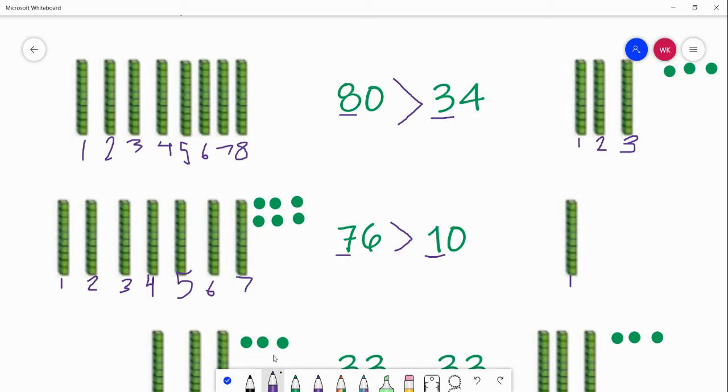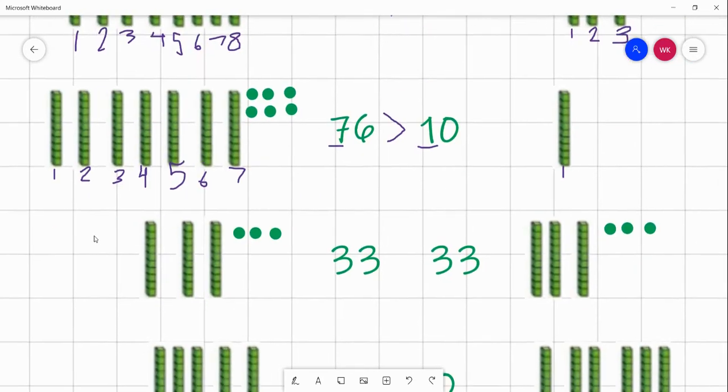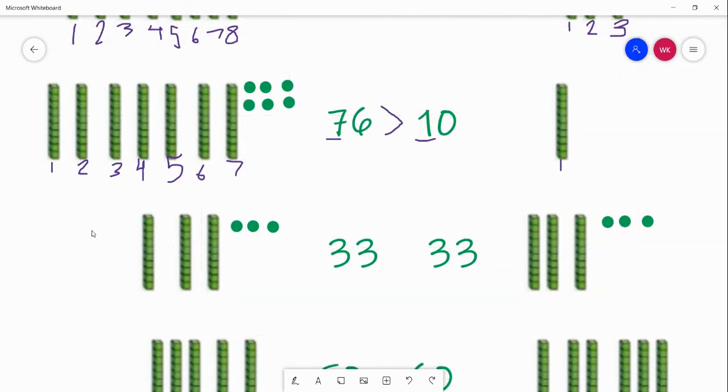So 76 is greater than 10. All right, let's go to our next one. We have the number 33 and 33. So let's look. We have 1, 2, 3 tens in this problem, and we have 1, 2, 3 tens. So that means we need to go over and look at our ones place. We need to see if these numbers are greater than, less than, or equal to.